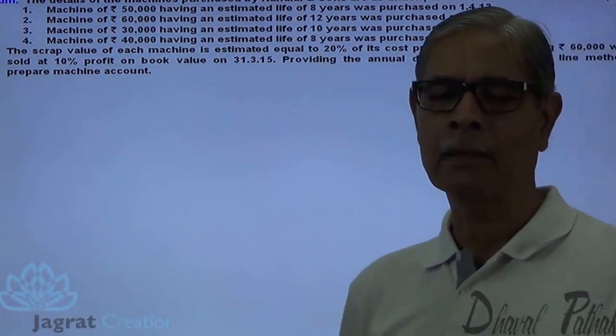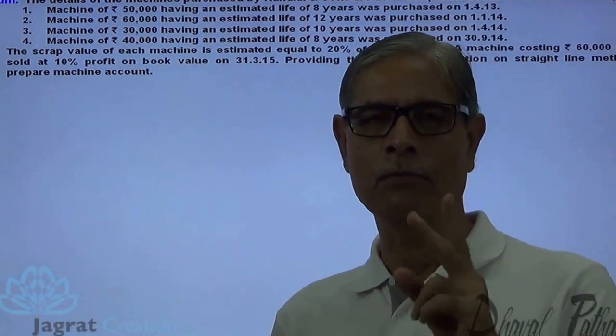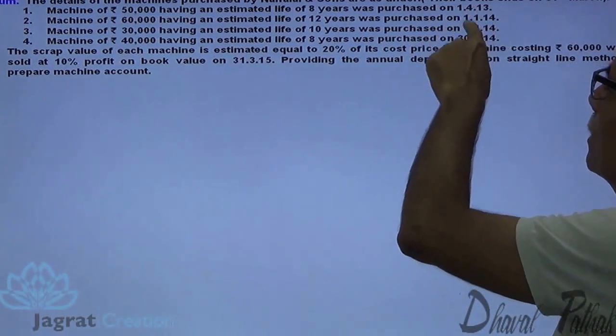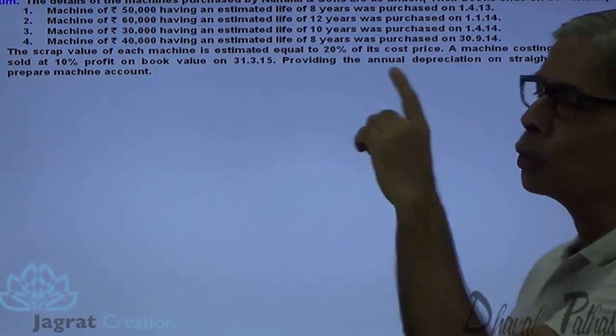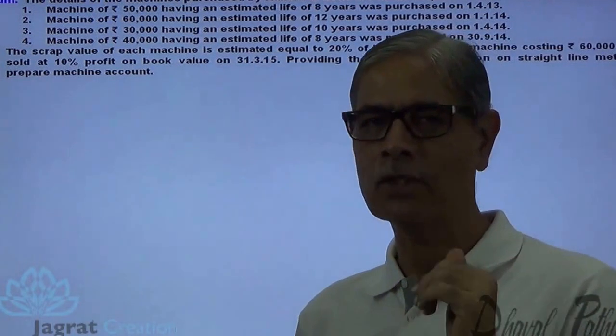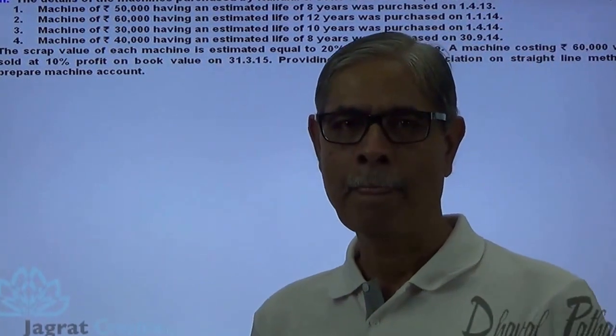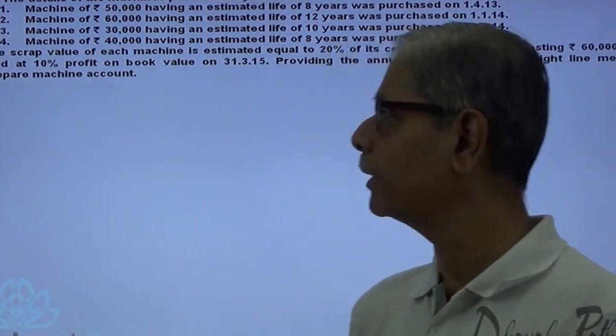I am required to prepare the machinery account for 2 years. First 2 machines are purchased on 1/4/2013 and 1/1/2014. So first 2 machines are purchased in the first year. Third and fourth machines are purchased in the second year. That's an important point to be noticed by you.